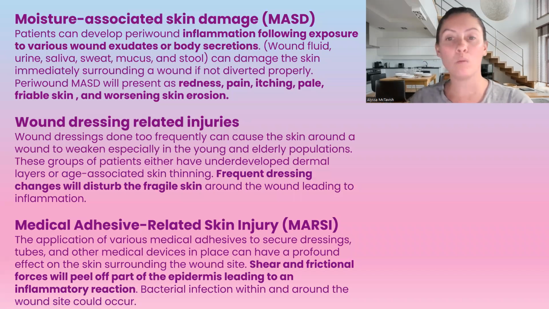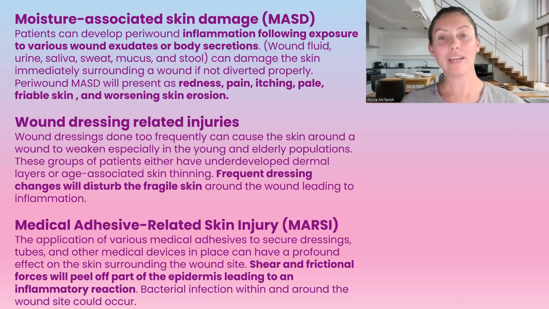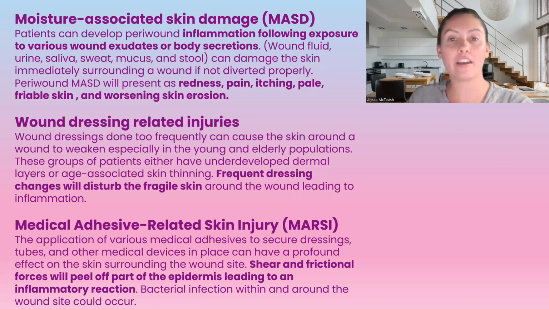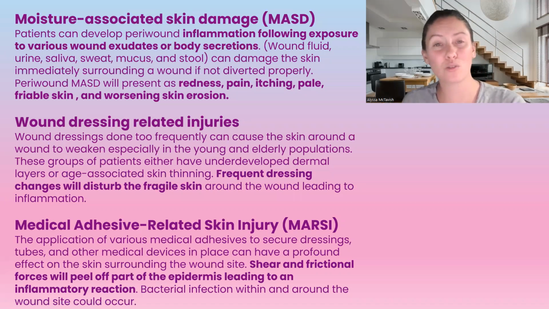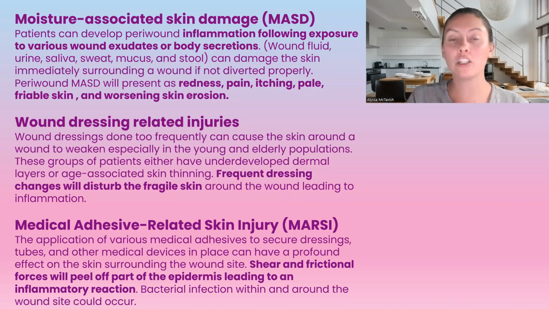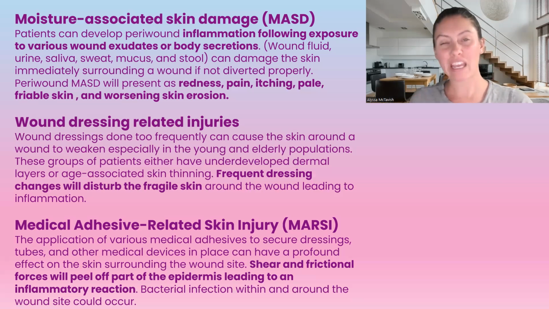So more into moisture-associated skin damage. When we have this, it's caused by fluids from our body: urine, saliva, sweat, mucus, stool, wound fluid. Okay, so that exudate. We have to be very careful and make sure that we are controlling the amount of exudate, because if we let it get onto the skin around the wound, it can cause the wound to get larger, become inflamed, red, painful, itchy, pale. It'll become friable skin if left too long, so it bleeds really easily, and you will have worsened skin erosion around that wound, so the wound will get larger.